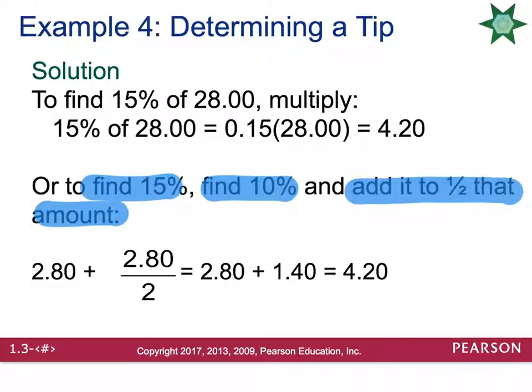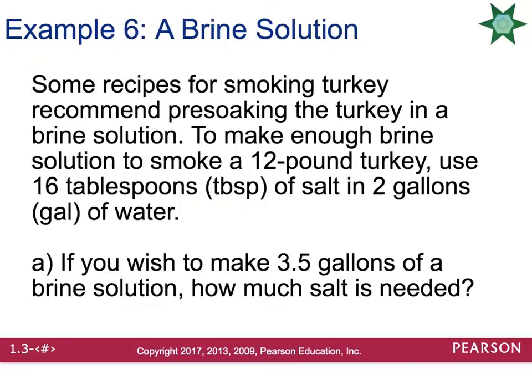Now, if we wanted to do it on the total bill, we would have to use that 29.80, whatever our bill was, and take 10% of that, and then another half of the 10% to get 15%. Generally when you tip, you should tip on the total bill, not on the pre-tax bill.